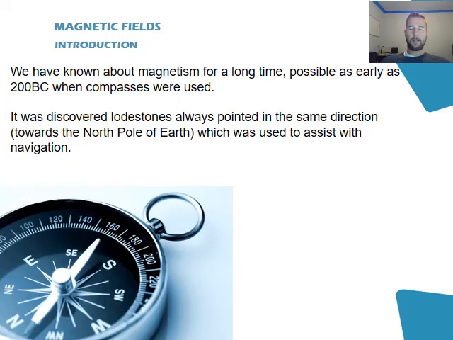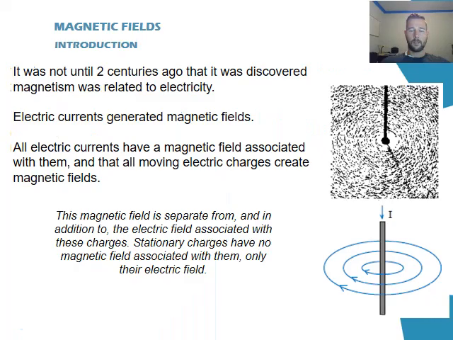People have known about magnetic fields for a very long time. It was discovered that lodestones, when not supported, were always pointing in the same direction due to the magnetic field of Earth, and this property allowed it to be used for navigation purposes. It wasn't until 2 centuries ago that it was discovered magnetism was related to electricity, and they are connected concepts.